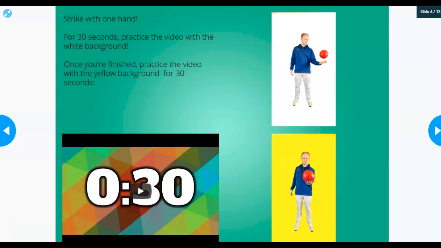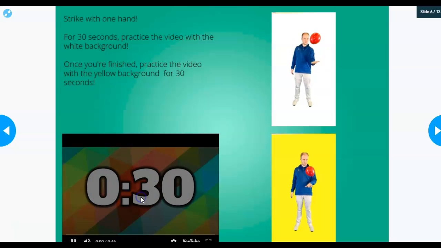Use the 30-second timer, and we're going to practice the method in the white background. So you're going to use the palm of your hand using a forehand strike, practicing the white background. You've got 30 seconds to practice. Ready? Go!